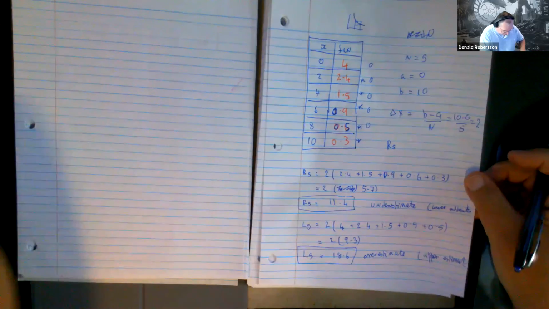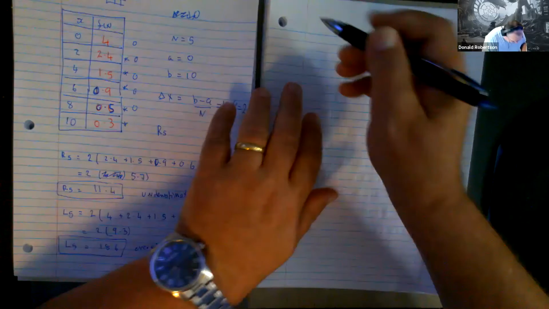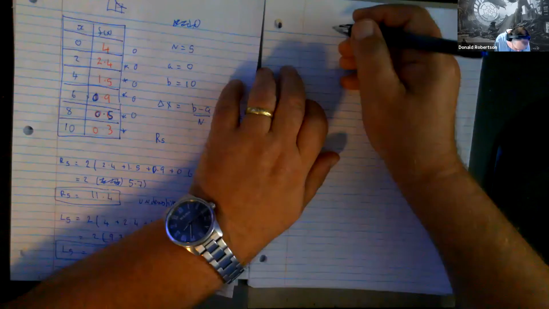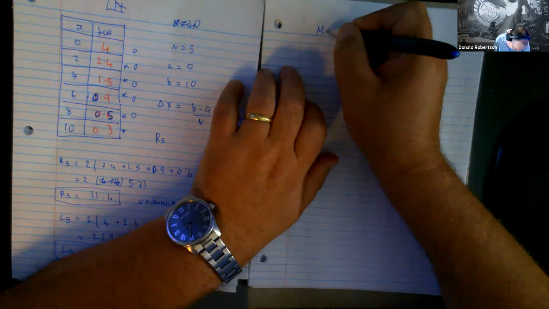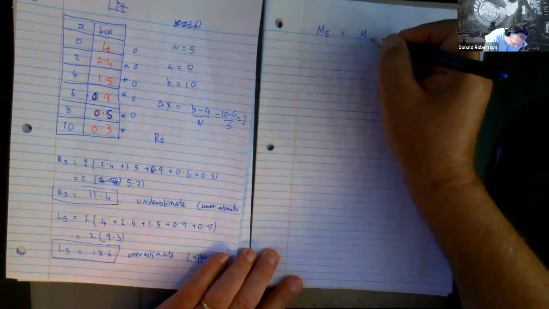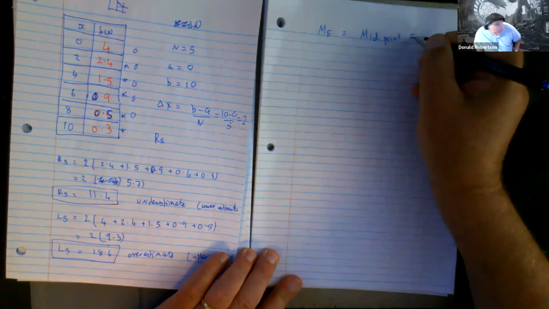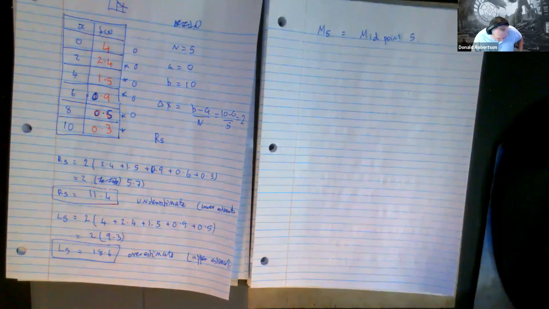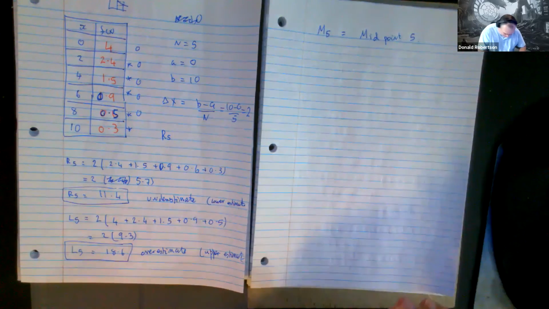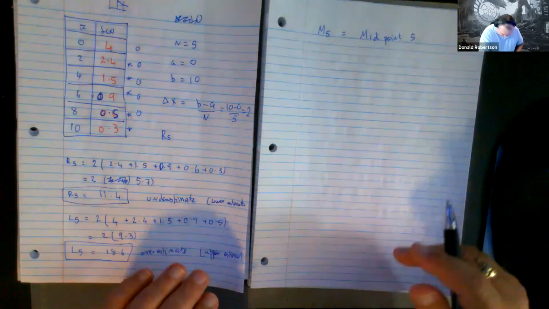So there's a new guy in town, which I'm now going to show you, which is going to be called M5. And this is called the midpoint 5. Now what you do in the midpoint 5 is pretty much the same process, but you get your height.